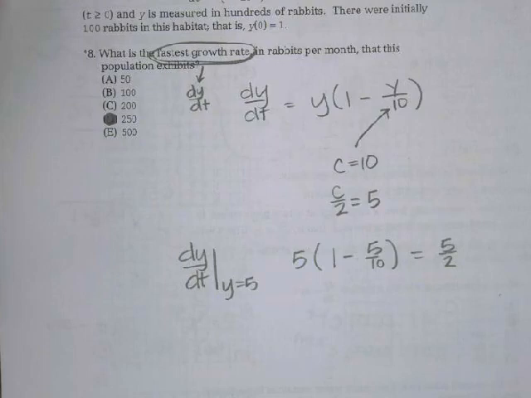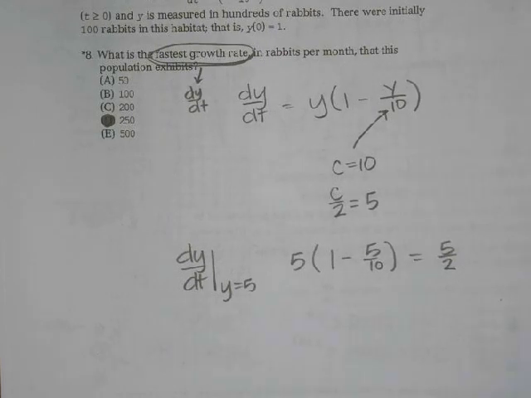It wasn't saying when is the population growing the fastest, that would be the t value. It didn't say what is the population when it's growing the fastest. It said what is the fastest growth rate. So got to be careful there to make sure you know what your variables are representing.